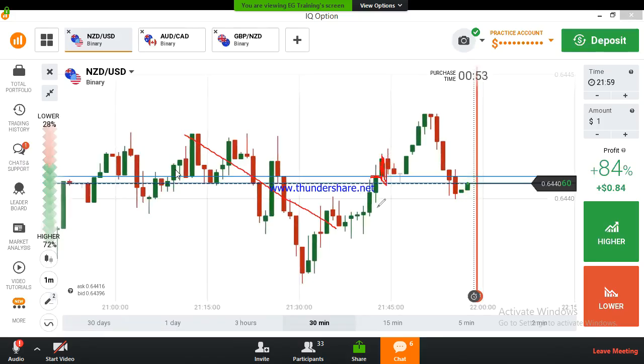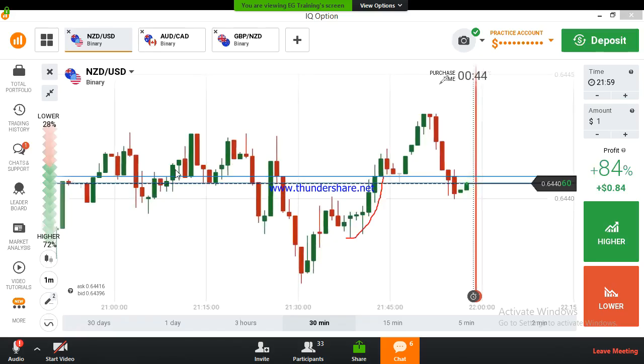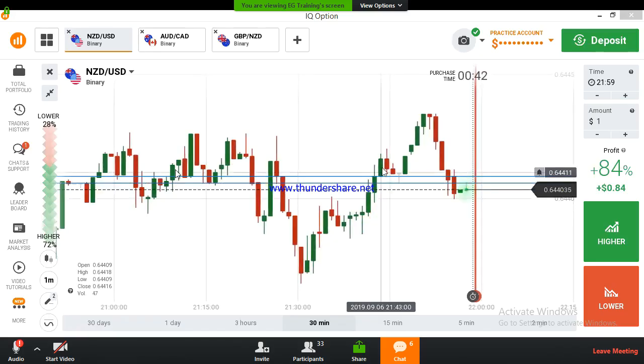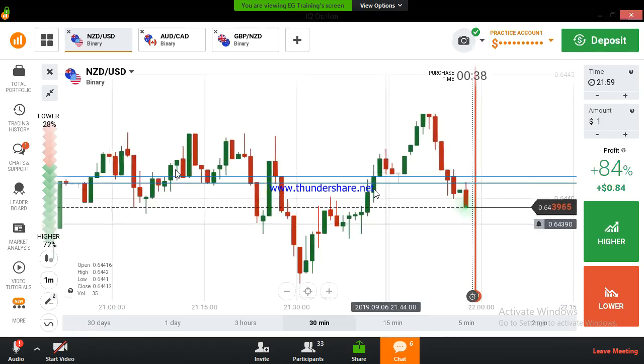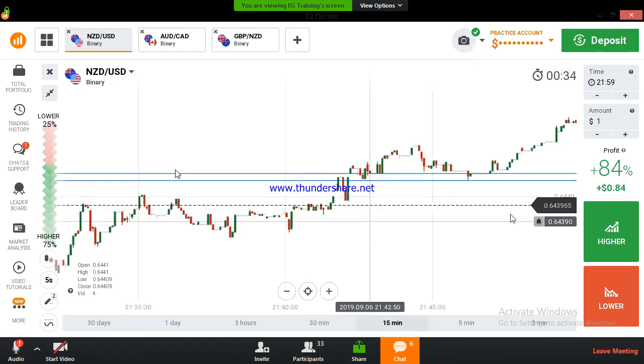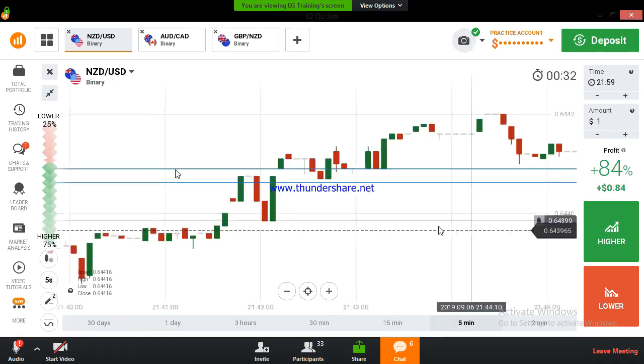This is a bullish momentum. It's better to avoid trading. If you get this type of situation, always avoid trading. But if you want to place a trade, you can place it with confirmation. Mostly you will get ITM if you place your trade with confirmation. But it's better to avoid if you see any bullish momentum.